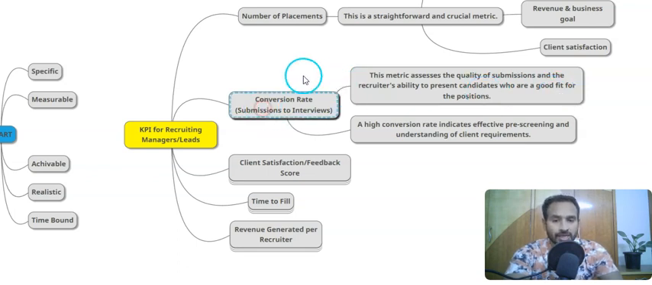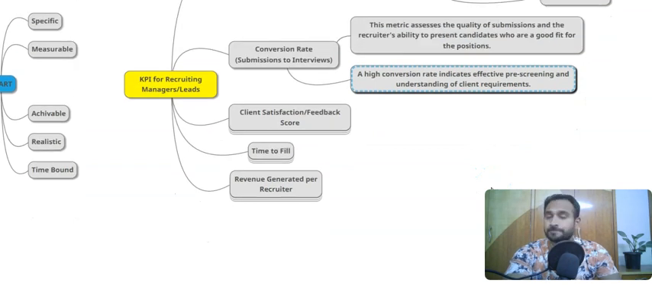If you keep this as one of the KPI measures, you can catch this, and if everything happens well, a high conversion rate indicates effective pre-screening and understanding of client requirements. You understood? Very good.